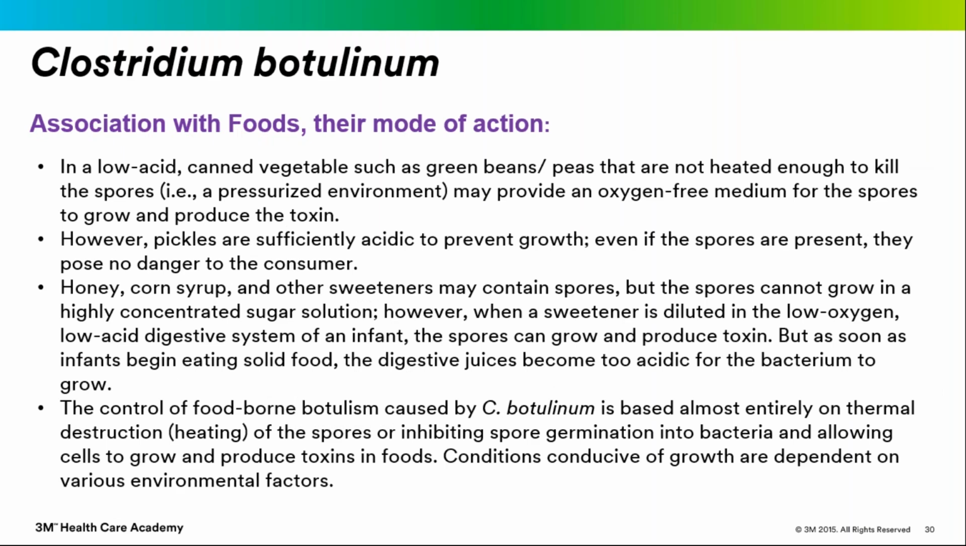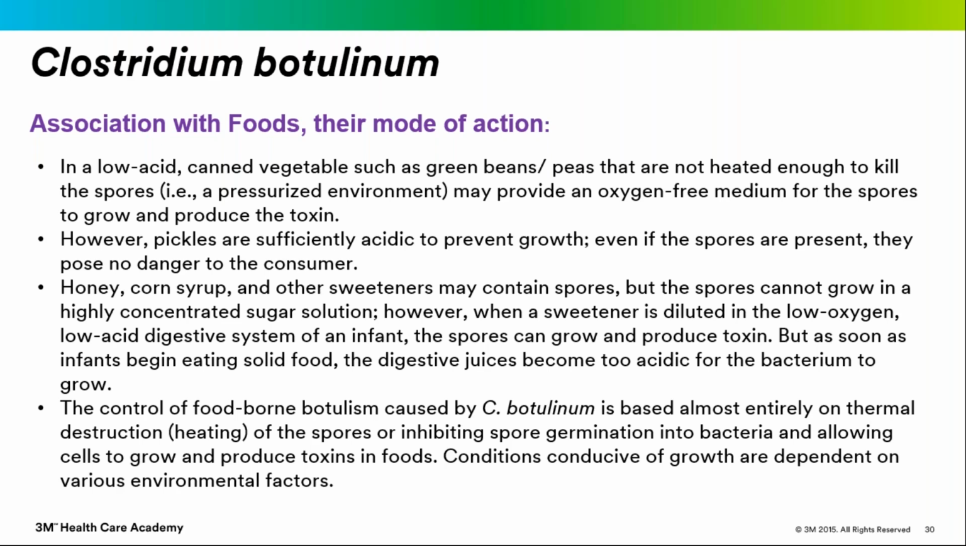Association with foods, their mode of action. In a low acid canned vegetable such as green peas or green beans that are not heated enough to kill the spores, a pressurized environment may provide an oxygen-free medium for the spores to grow and produce the toxin. However, pickles are sufficiently acidic to prevent growth. Even if the spores are present, they pose no danger to the consumer.